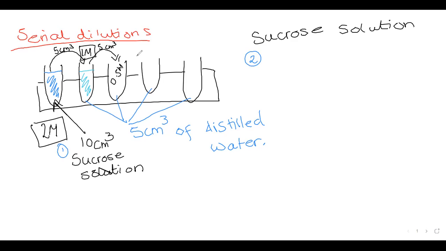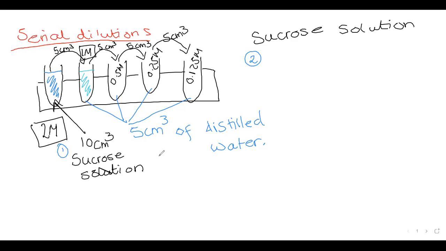We take 5 cubic centimeters out of that one, mix it thoroughly with the water, and we'd end up with a 0.25 mole solution. And then finally, we take another 5 cubic centimeters out, and we would get a 0.125 mole solution. And so that's a serial dilution.